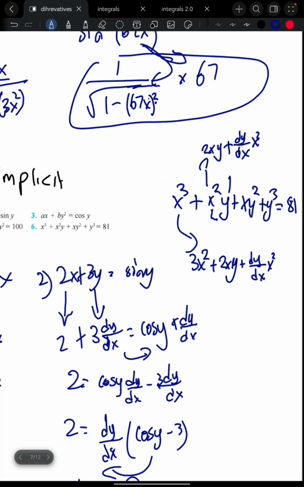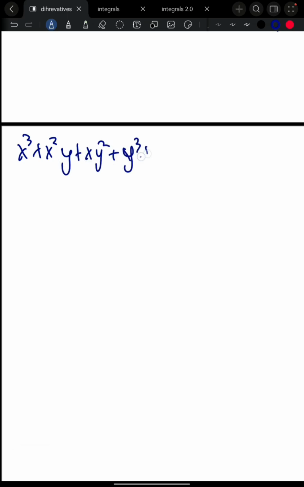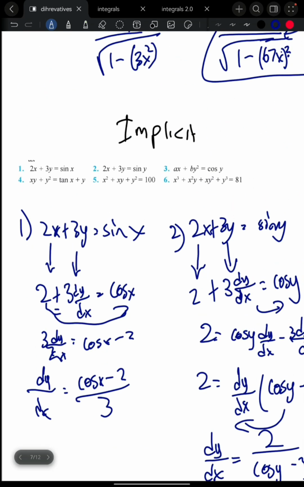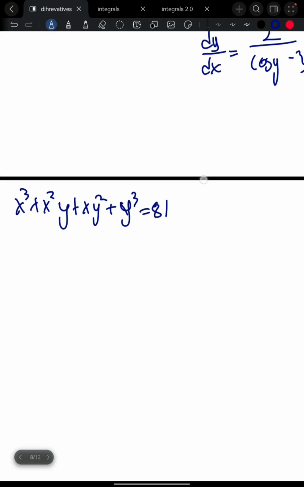I don't have space. So wait, let me write the whole question again. Can I write the question from memory? Probably is equal to 81, right? I think, hold on, x cubed plus x, yeah, it is. So let's find the derivative.